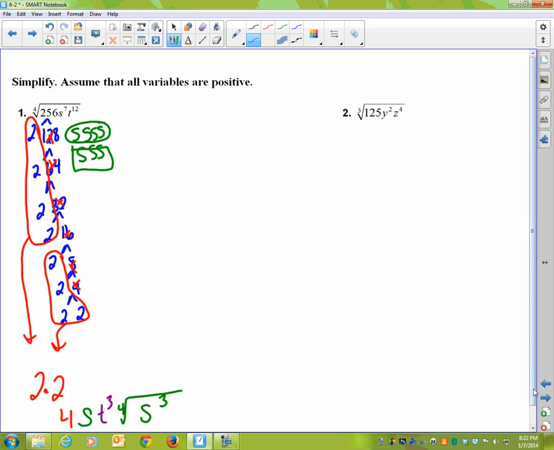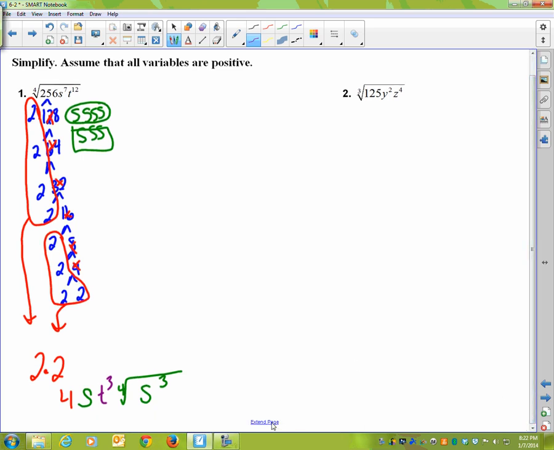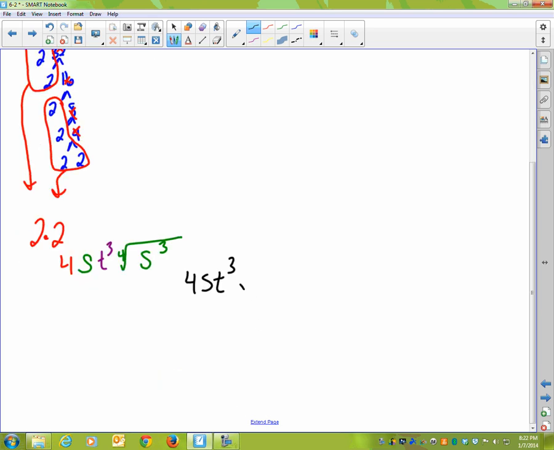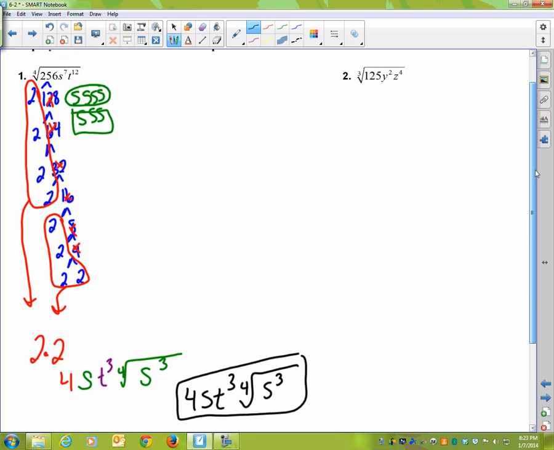So my final answer is 4s t cubed with the fourth root of s cubed on the inside. All right, go ahead and try number 2. Push pause while you do your work, and then when you're ready to check your answer, go ahead and hit play again.